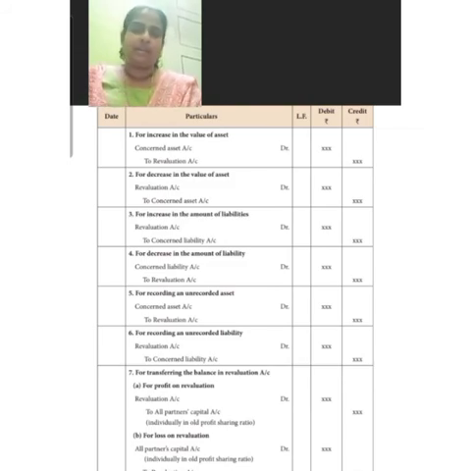After entering these journal entries, next step is to calculate the amount of profit to be shared among the partners. If it is profit, the journal entry will be revaluation account debtor to all partners capital account, including retiring partner. If it is loss, the entry will be all partners capital account debtor to revaluation account. In that, all partners includes retiring partner. These are the important journal entries to be passed at the time of preparing revaluation account.